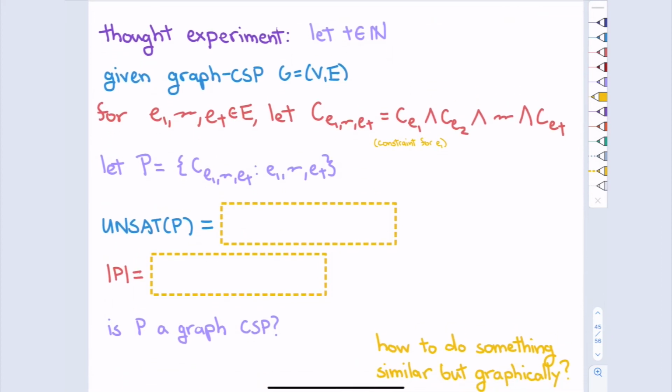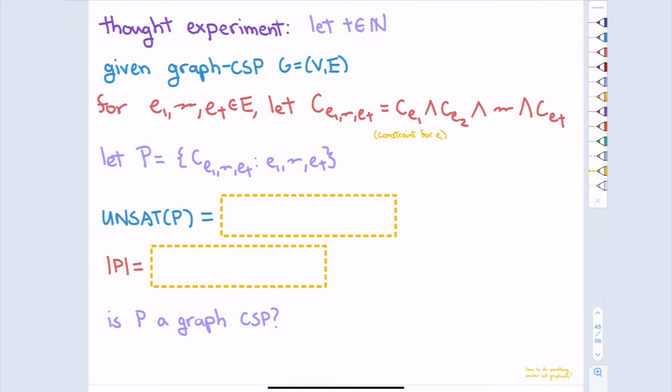The high level goal is to ramp up the unsat. Let's say I have a graph CSP G. For any set of T constraints from the graph, I can build a mega constraint over more variables, so this won't be a graph CSP anymore, where the constraint over those T edges is the conjunction. You can only satisfy this mega constraint if you're satisfying each of the T individual constraints. That makes it at most a 2T-ary CSP, because you have T clauses and each has two variables.